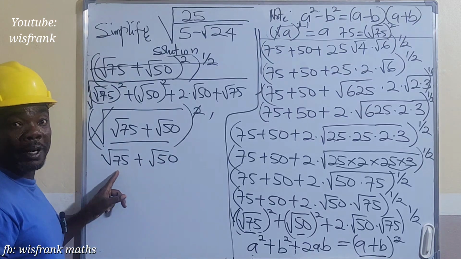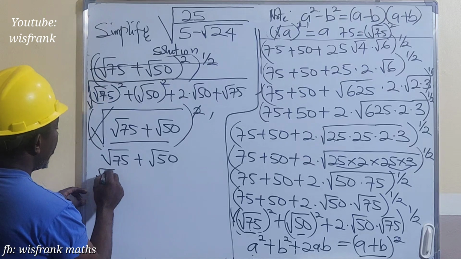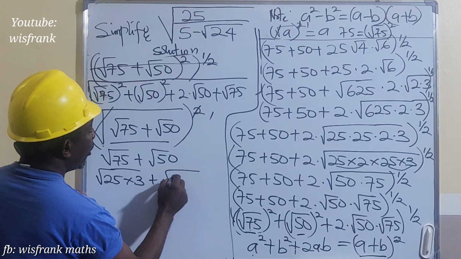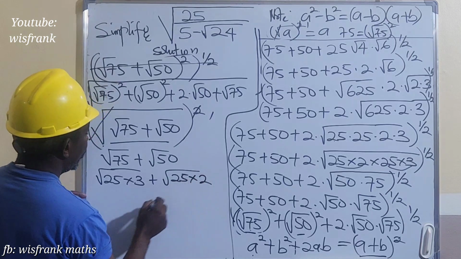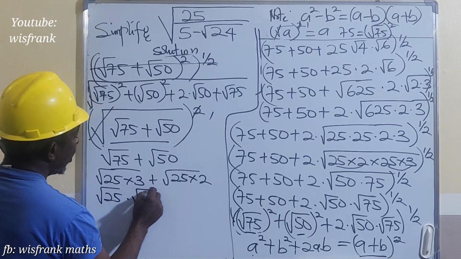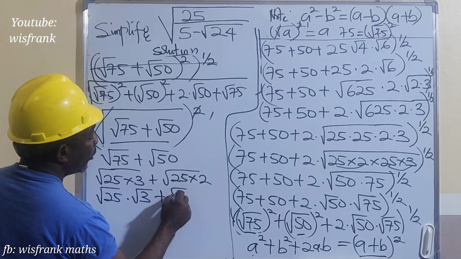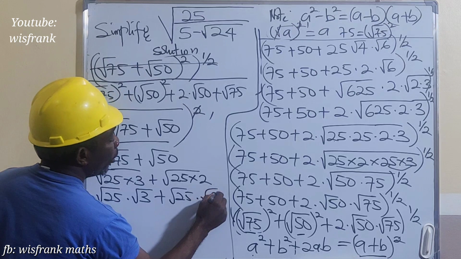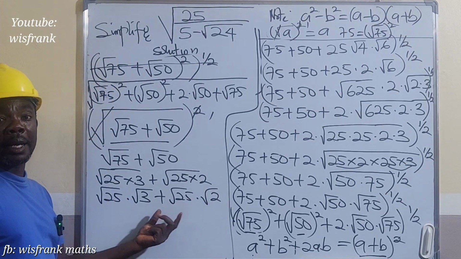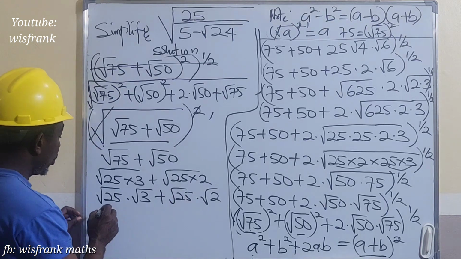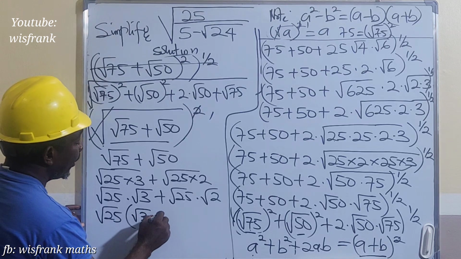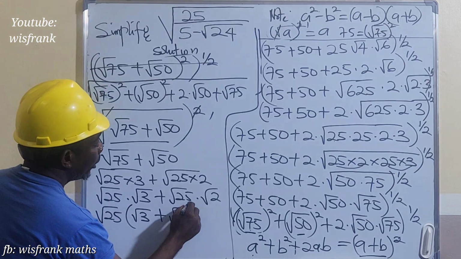So now we can further simplify this as square root of 25 times 3 plus square root of 25 times 2. So this can be written as square root of 25 times square root of 3 plus square root of 25 times square root of 2. We have square root of 25 here and also square root of 25 here. They are common, so we can factor it out. So we have square root of 25 into square root of 3 plus square root of 2.